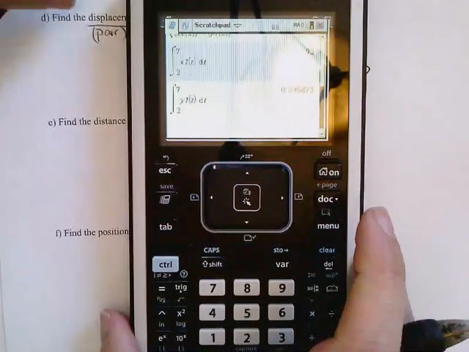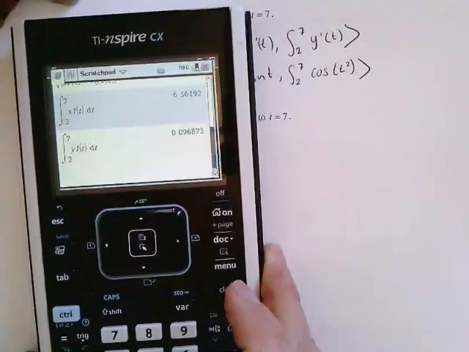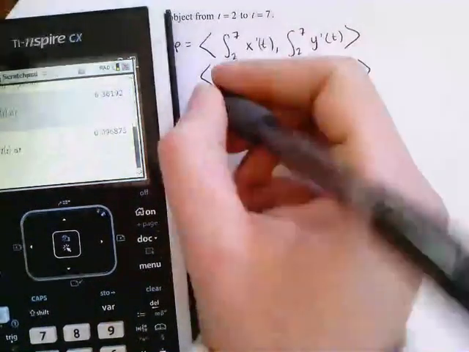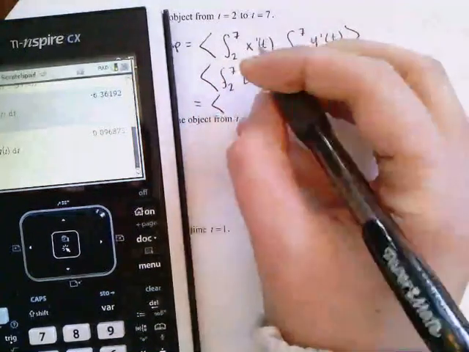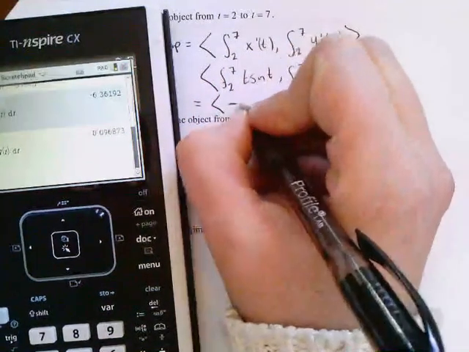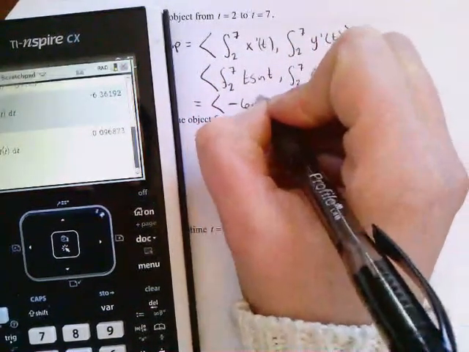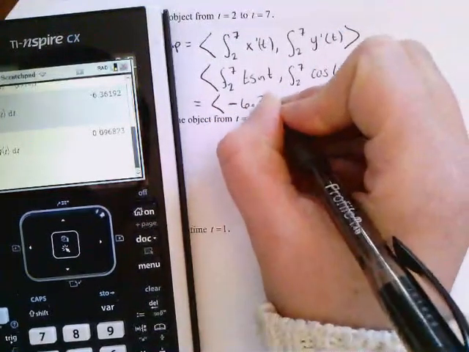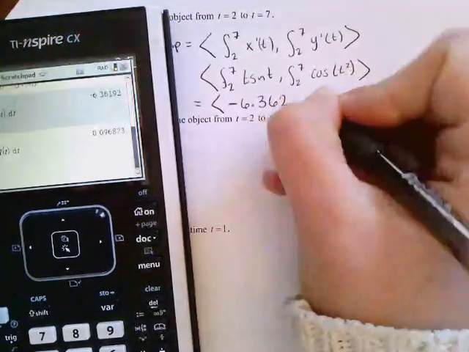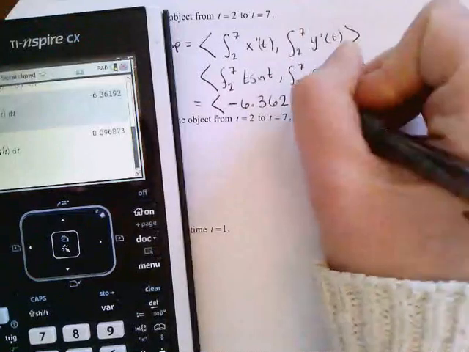Alright, so those are my two answers right there. So I'm going to plug those in. So my displacement is negative 6.362. Remember, 3 decimal places is the best for the AP exam.